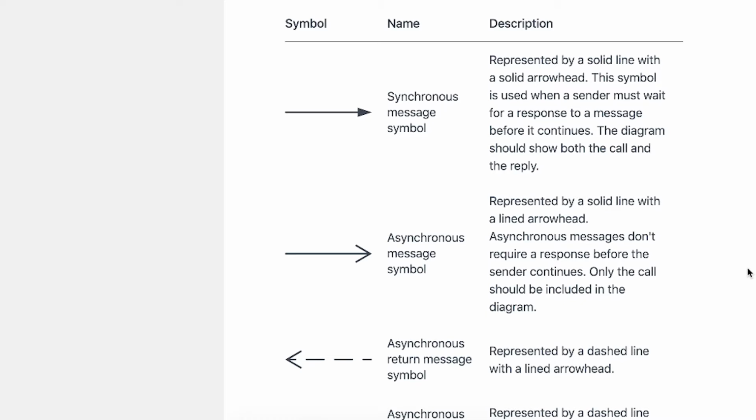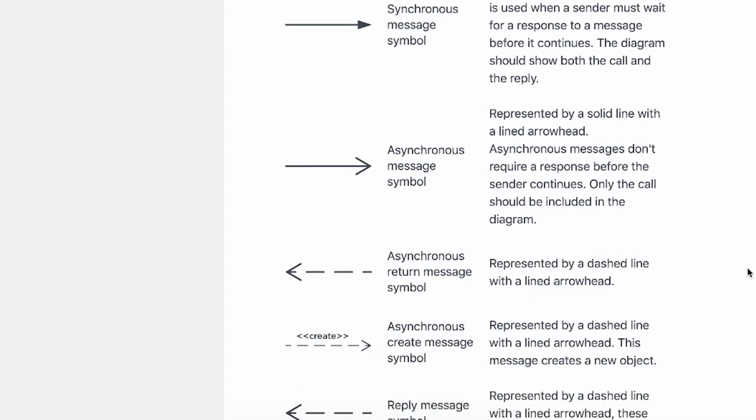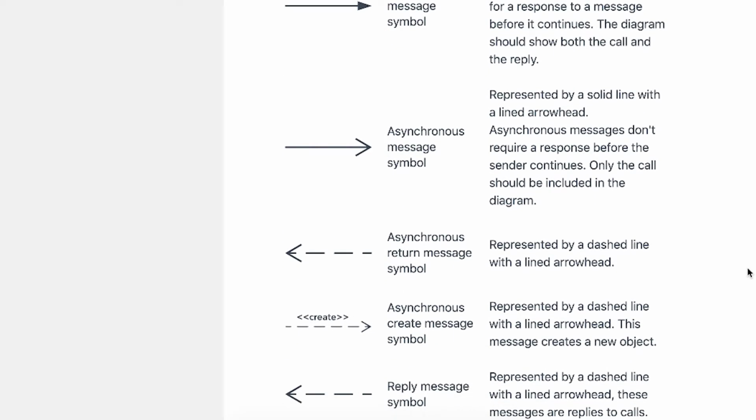All right? So when data is sent back to the sender, the receiver has received the message, they did something, they processed whatever data they needed to process. They're going to send a return message back to the caller. And we represent that using return message symbols. And we've got asynchronous return messages represented as dotted lined arrowheads pointing back.